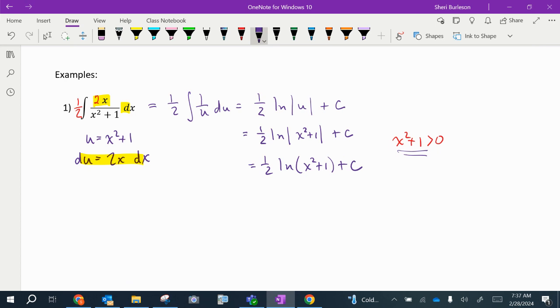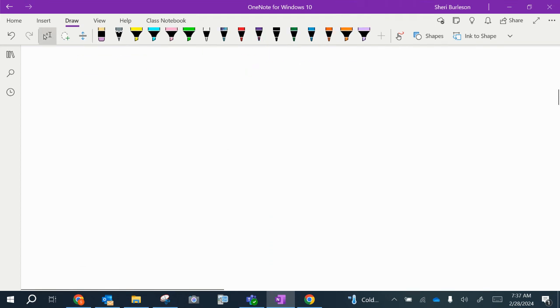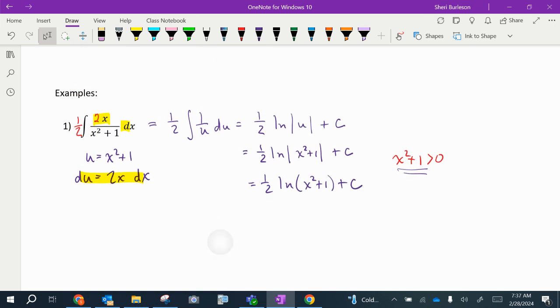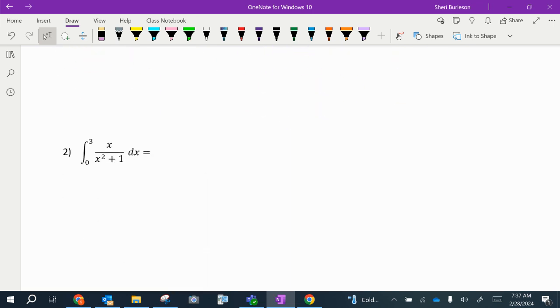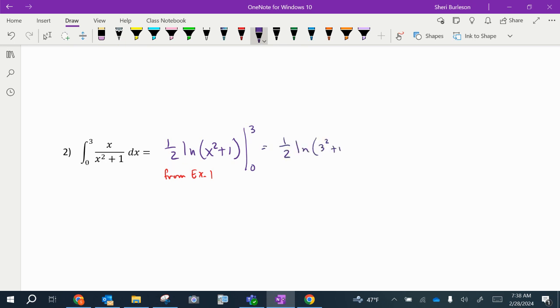So let's look at another example. So here, I recognize that that is the same integral as we just did, except now I'm looking at a definite integral. So I found the antiderivative was 1/2 the natural log of x squared plus 1, and that was from example 1. Now I want to evaluate this from 0 to 3, which means I want 1/2 the natural log of 3 squared plus 1 minus 1/2 the natural log of 0 squared plus 1.